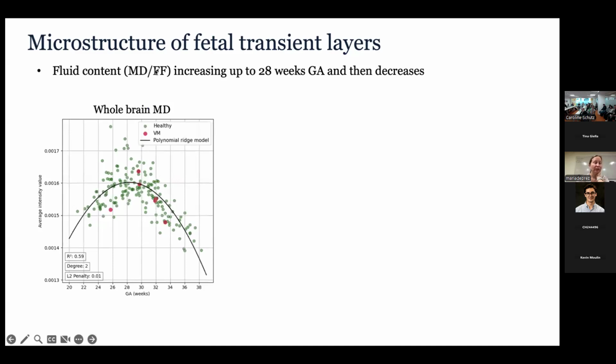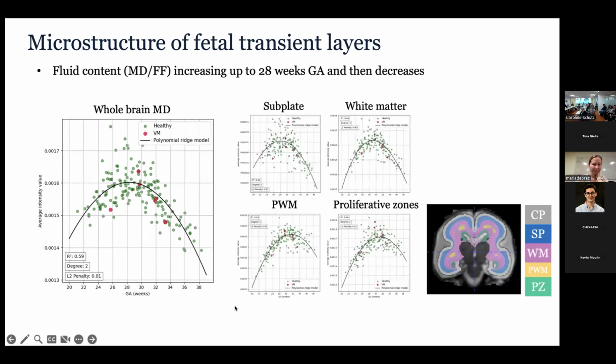MD and fluid fraction actually look very similar to each other, and I think they represent the amount of water in the tissue, and we can see that the tissue is getting more and more watery up to around 28 weeks, and then it starts getting less watery. That's what we found, and in individual layers, this peak happens at slightly different times. And then tissue fraction actually just has the opposite trend to fluid fraction, so it doesn't give us much extra information.